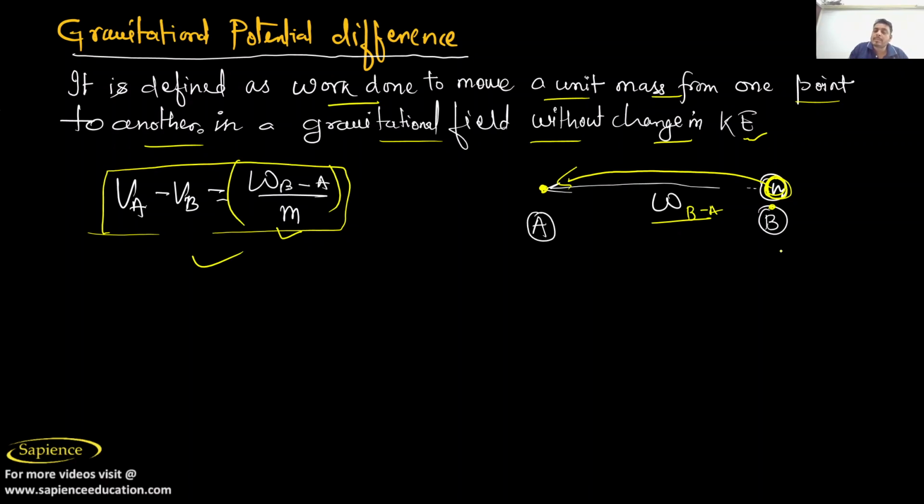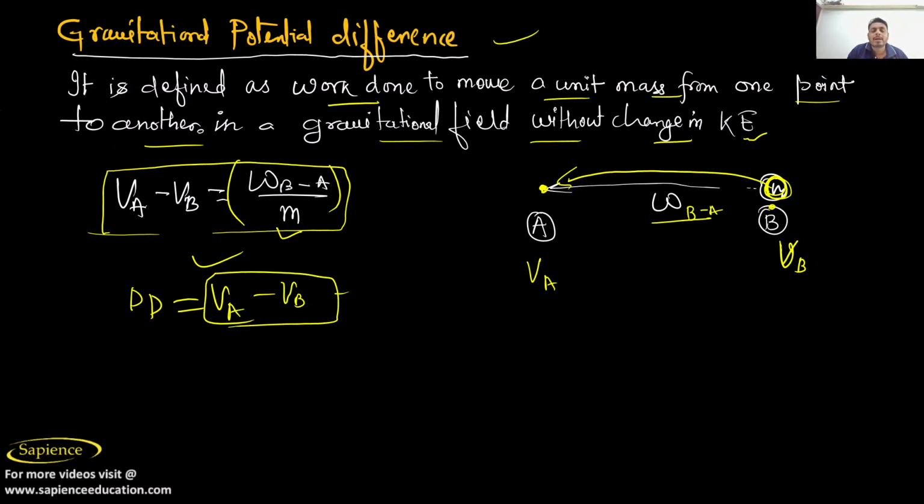Earlier it has some potential, for example VB, and the final potential is VA. So what is the potential difference? The potential difference will be the final potential minus the initial potential, and by using this you will be able to find the potential difference. So this is the gravitational potential difference.